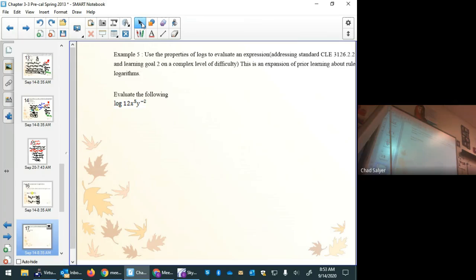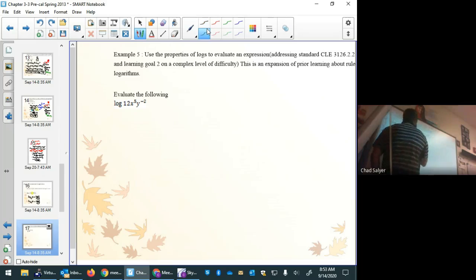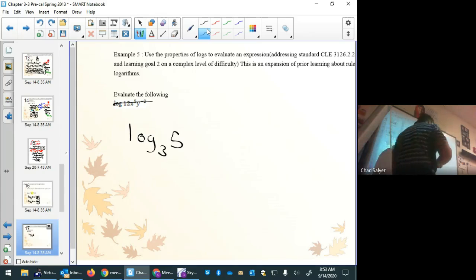Needs to give us some values here. All right, so instead of what's written there, we're going to evaluate the following. Log base 3 of 5. And then also log base 1/2 of 6.